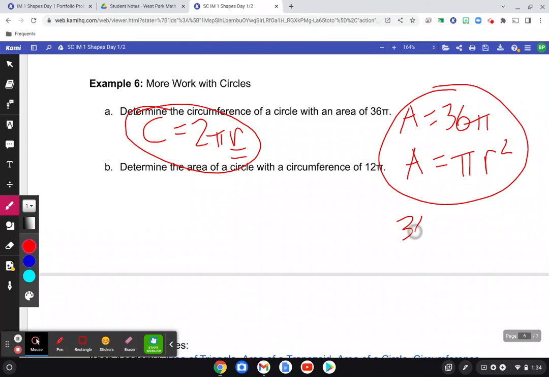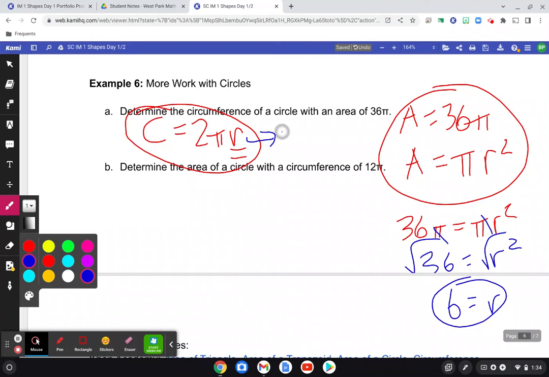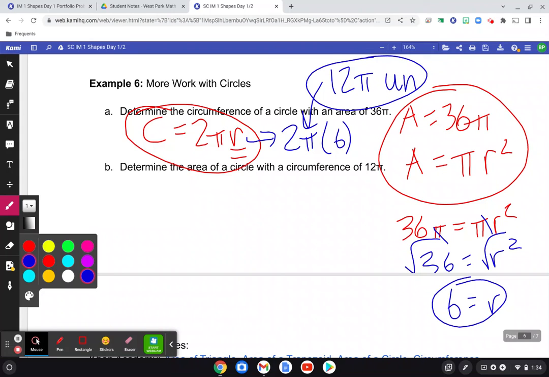And the way we can do that is we can set 36 pi equal to pi r squared. Because we have pi on both sides, you can cancel them. So what that leaves us with is 36 is equal to r squared. And if you take the square root of both sides, that gives you r is equal to 6. Now from here, you can solve 2 pi times 6, and that gives you a circumference of 12 pi units. You just had to first solve for that radius, and once you had the radius, you could then plug it back in your circumference formula.